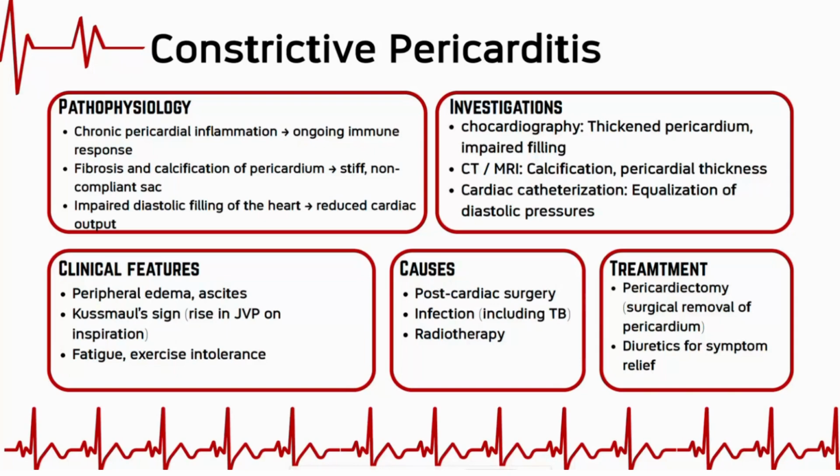Another way is things like infection. TB is one of those things that causes this, but infections, long-term constant chronic infections, and radiotherapy as well. Radiotherapy can kill the cells that make up the pericardium, and it can also damage the function of the pericardium, and therefore cause constrictive or chronic changes to the structure of the pericardium.